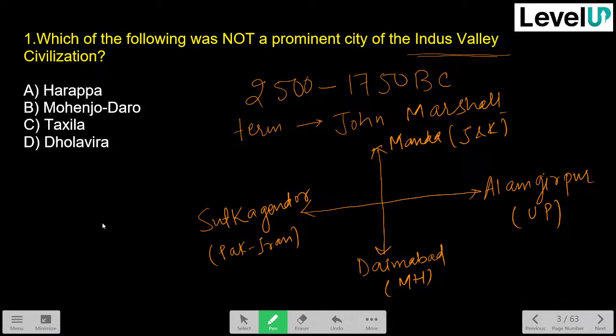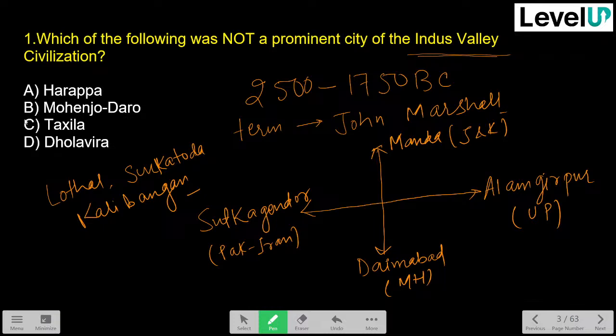In the Indus Valley civilization, we know about some important cities like Harappa, Mohenjo-daro, Dholavira. Similarly, there were lots more cities like Lothal, Sutkagendor, Surkotada, Kalibangan. So these were the important cities. So Takshila will be the right answer, because the question asks which was not a prominent city. Takshila was an educational and trade center. Next question. Hope this question is clear to you guys.